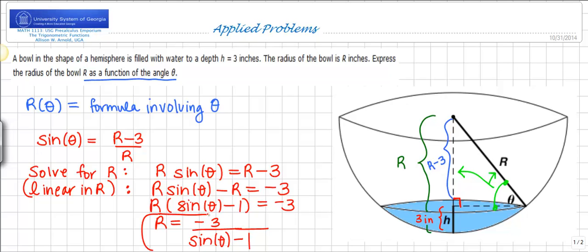Okay, now check this off your list. Is this R as a function of theta? And it is, R equals a formula involving theta.